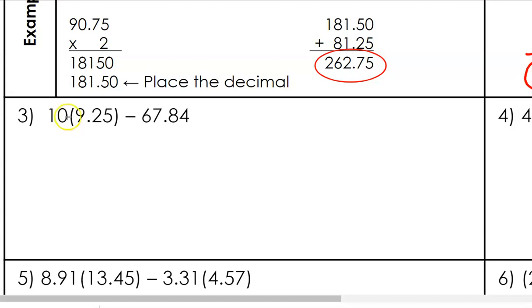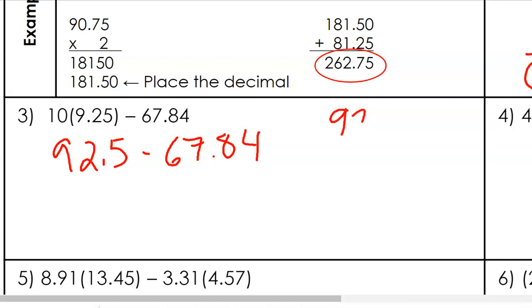Okay, so we know that when we multiply 2 positive numbers together, that's going to give us a positive number. When we multiply by 10, that's just going to move the decimal over 1 place value. So here, 10 times that 9 and 25 hundredths is actually going to be 92 and 5 tenths. Okay, then we got minus 67 and 84 hundredths. So we're just going to subtract and get a positive answer.